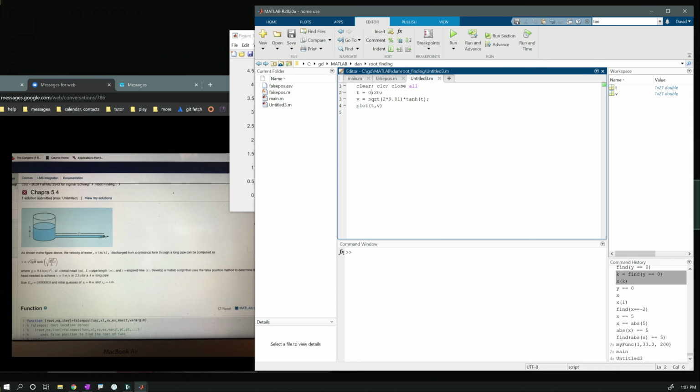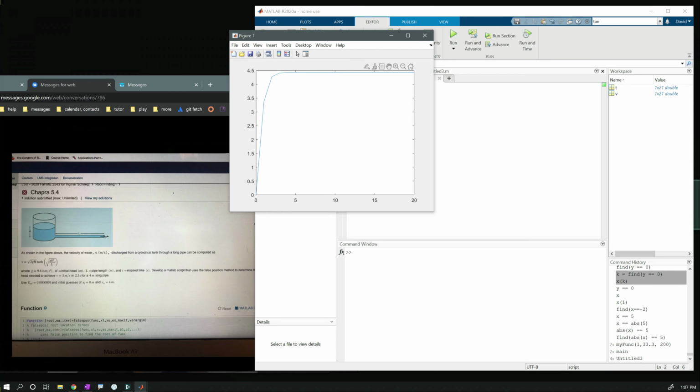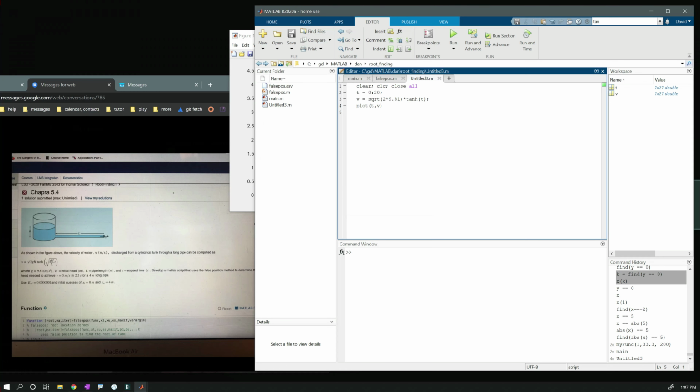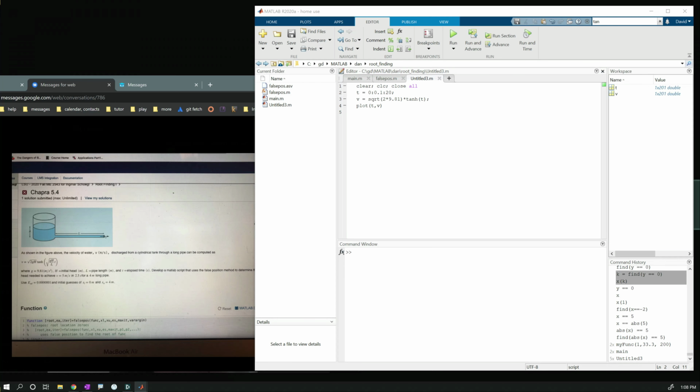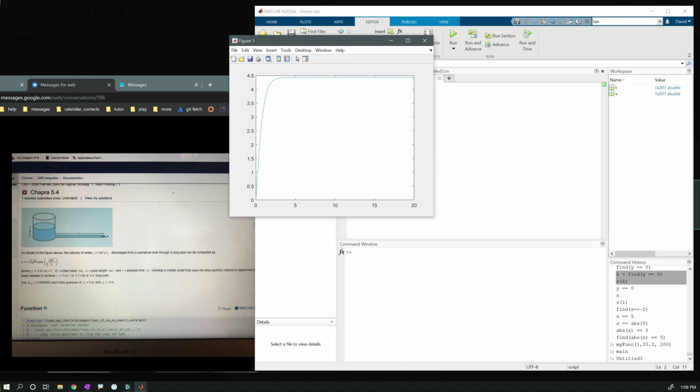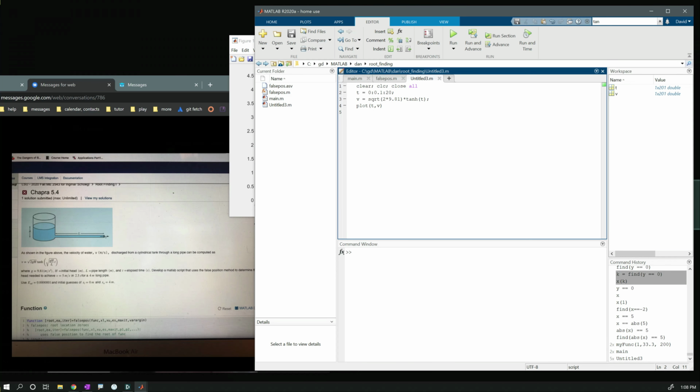Maybe I want, notice it kind of looks choppy right here. If I increase the resolution of t by doing every 10th of a second. Okay, good. So now it looks a little bit smoother. I like that. Not bad.